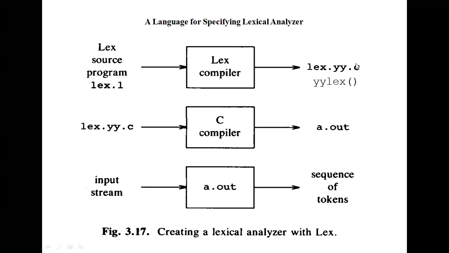First, we produce the lex program, and taking that program as input, we produce an object program. For that object program, we give the input in the form of an input stream, that is, a sequence of characters. And from a.out, we generate the sequence of tokens, right? It is clear how we generate lexical analyzers by using a tool like lex.